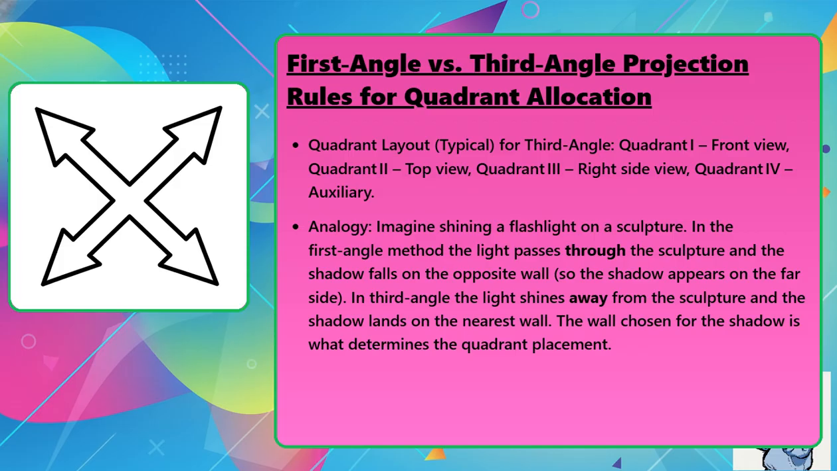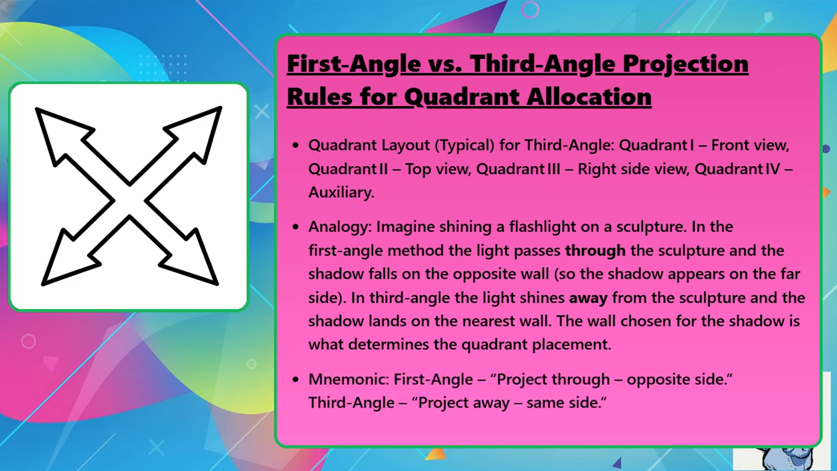Analogy: imagine shining a flashlight on a sculpture. In the first angle method, the light passes through the sculpture and the shadow falls on the opposite wall, so the shadow appears on the far side. In third angle, the light shines away from the sculpture and the shadow lands on the nearest wall. The wall chosen for the shadow is what determines the quadrant placement. Mnemonic: first angle, project through opposite side; third angle, project away same side.